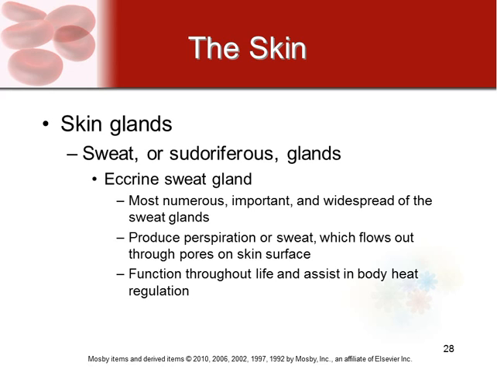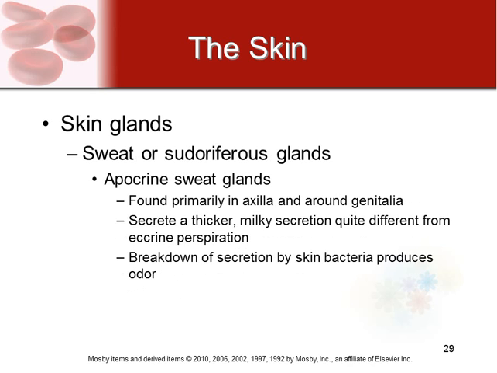And they function throughout your entire life to assist in controlling your body temperature. When you're hot, you sweat to produce that liquid on your surface so that it will evaporate and help to cool you off. You also have apocrine sweat glands, and these are the ones that are found in your axilla and in your genital area, and they produce a much thicker, almost milky kind of secretion, which is very different from eccrine perspiration. And the breakdown of this secretion by the skin bacteria that you normally have actually creates an odor. So that's why those areas of the body produce a particular smell when you sweat from there.